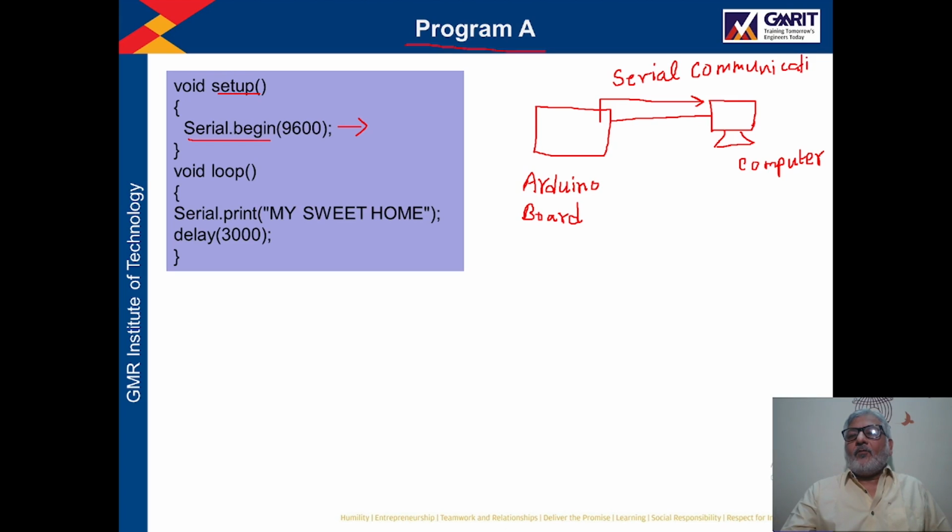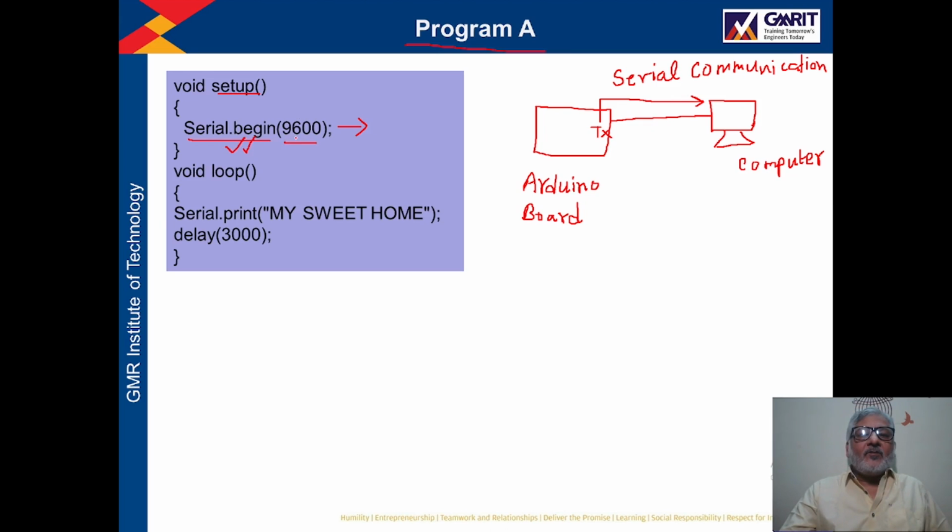Now when we are using serial communication, we have to mention the speed of the data transfer. From the Arduino there is a transmit pin. From this transmit pin, data will be serially transferred to the computer. So to initiate this serial communication, the Serial.begin function will be used.